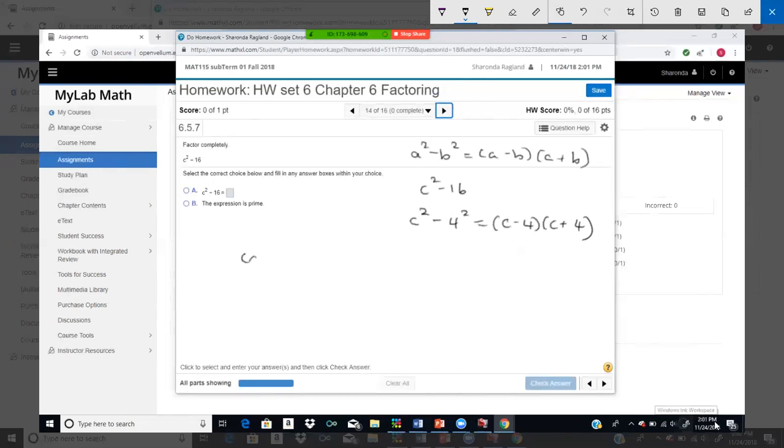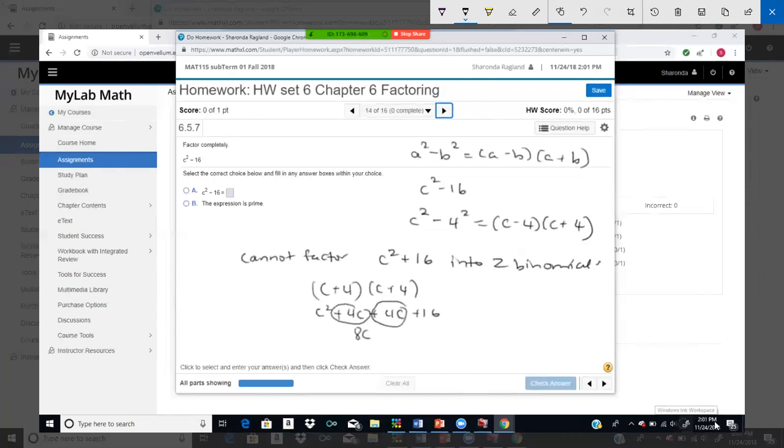Now you cannot factor c squared plus 16 into 2 binomials. Even if you tried c plus 4 times c plus 4, it will not give you c squared plus 16. Because what happens is you have c squared plus 4c plus another 4c plus 16, right? The 4c's do not cancel out. That just adds up to 8c. So that's c squared plus 8c plus 16.